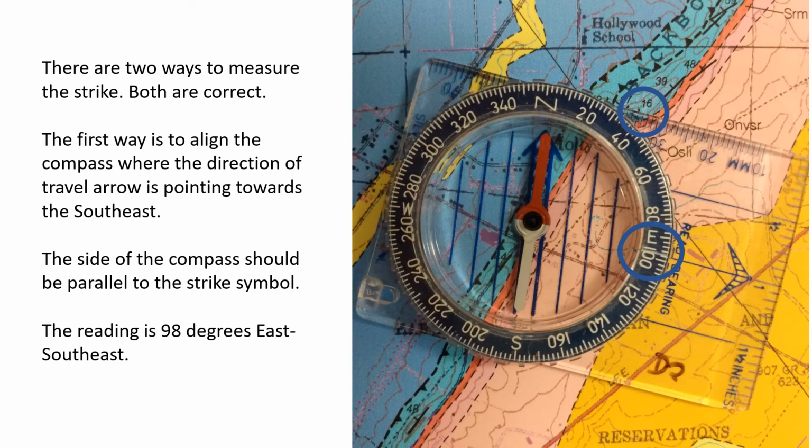Turn the dial so that the blue arrow of the dial aligns with the magnetic red arrow. And you will get your reading by the direction of travel arrow. In this case, you can see the white line crosses the dial at approximately 98 degrees. So the reading is 98 degrees east-southeast.